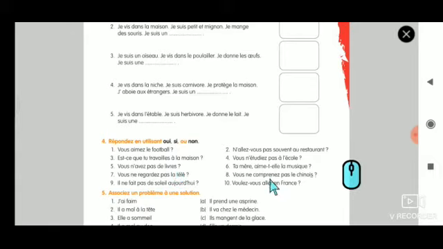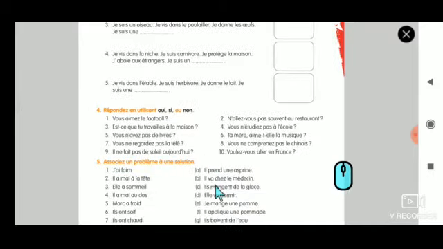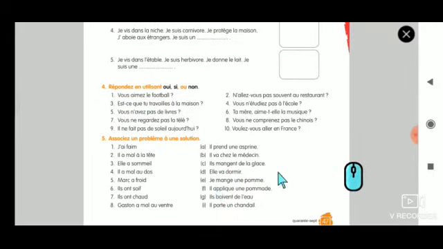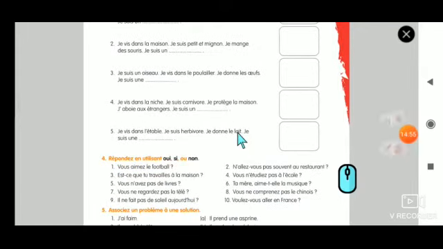Okay, so 6, 7, 8, 9, 10, I think you can revise on your own. So match the following, we have already seen. So now let's move on to lesson 3 exercises.